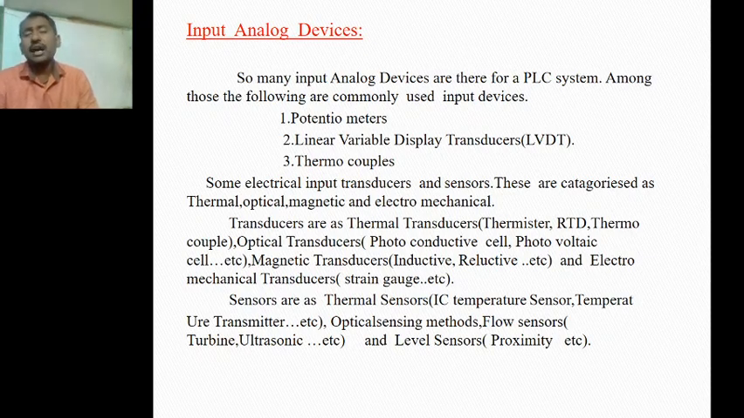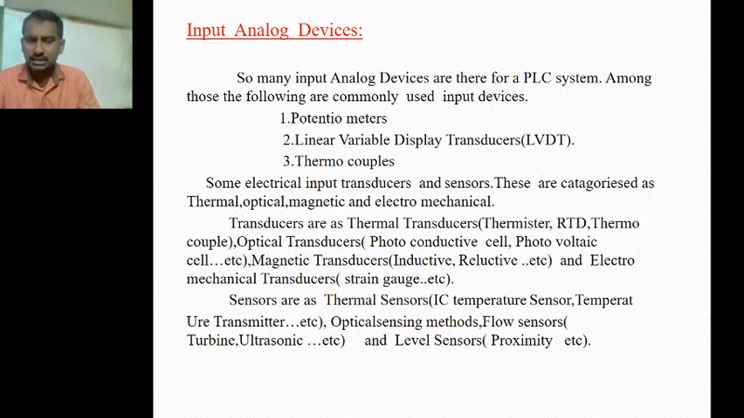So some analog input devices are potentiometers, LVDTs, and thermocouples. However, these are also some type of transducers. Why? Because in a potentiometer we can vary the slide wire, so the slide wire resistance is converted into an electrical signal there. That's why it is a transducer. In the LVDT, the displacement is converted into an electrical signal. That is a linear variable differential transformer. And in the thermocouple, temperature is converted into an electrical signal.